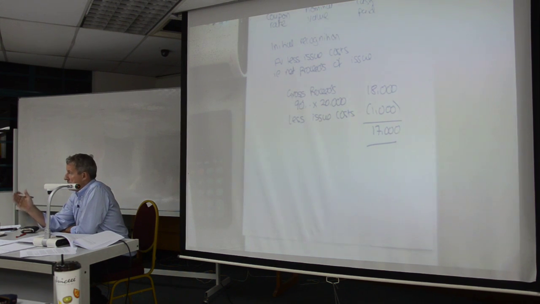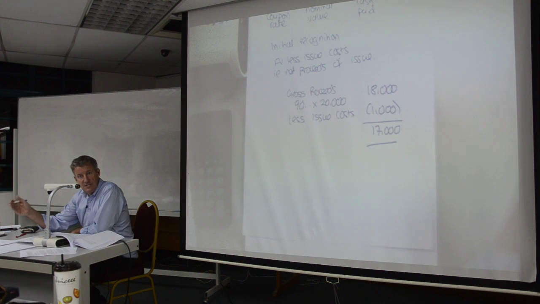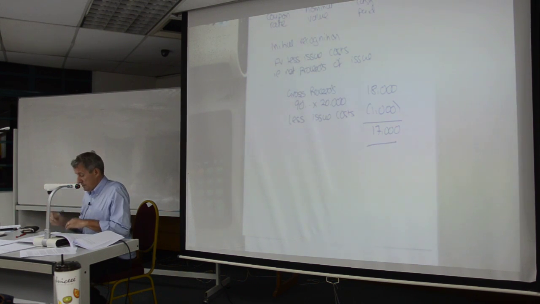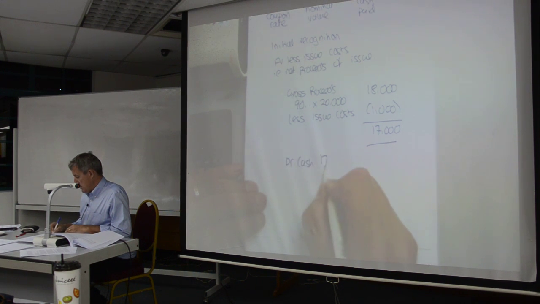Debit, cash, credit, loan, 17. You physically only received 17,000 in cash. So your starting point for your liability is 17. Debit, cash, 17. Credit, loan, 17.